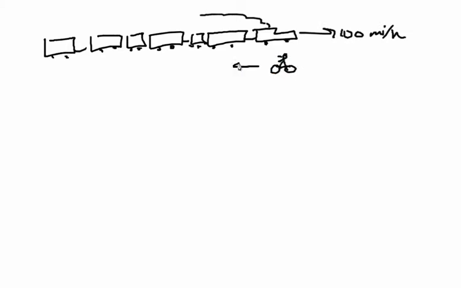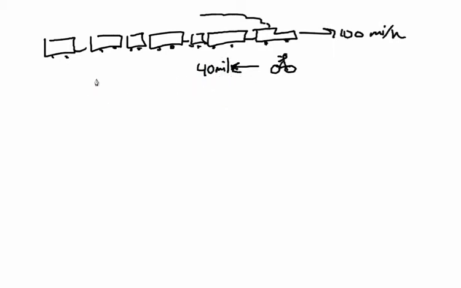The second part of the question asked us how long it would take for the train and motorcyclist to completely pass each other if they were moving in opposite directions. So now, let's suppose our train is going in the same direction. It's still going 100 miles per hour. And now the motorcyclist is moving in the opposite direction at 40 miles an hour.